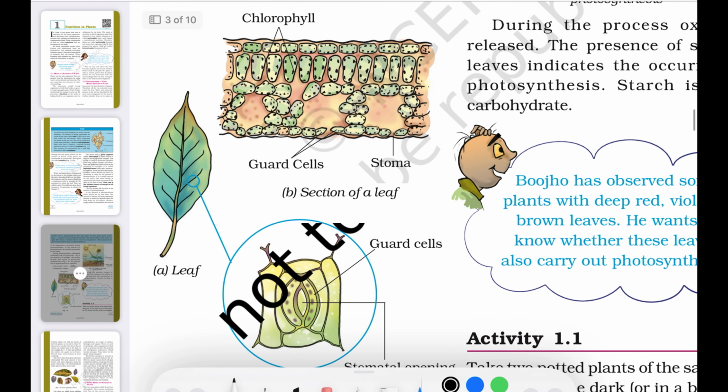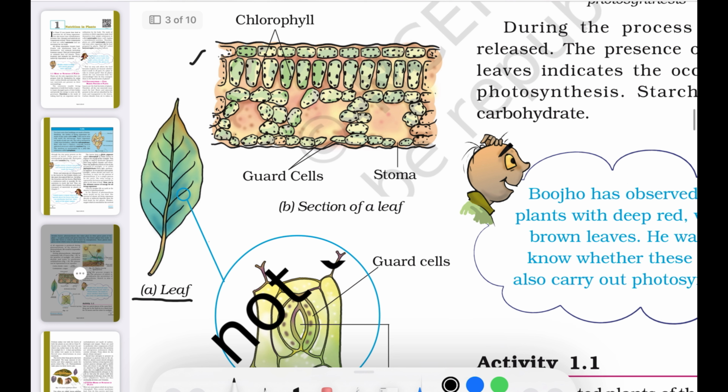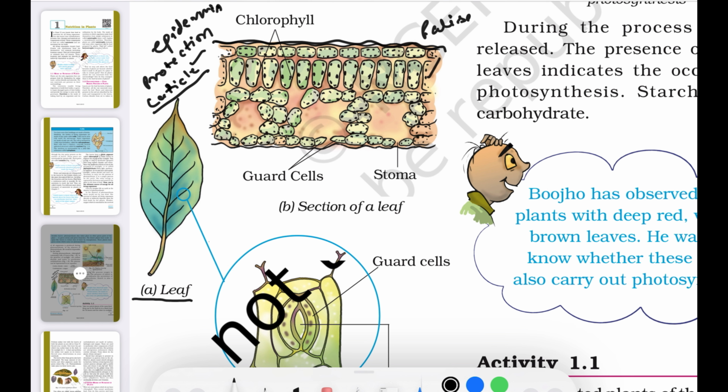Now let's focus here. We saw the parts of leaf. This is the internal structure of a leaf. Leaf has many parts. So this upper layer is known as epidermis that provides protection to the leaf, okay? And they have cuticle that controls the process of transpiration. Then the second layer is palisade layer. Palisade layer is a photosynthetic powerhouse because it contains many chlorophyll and the cells are tightly packed.